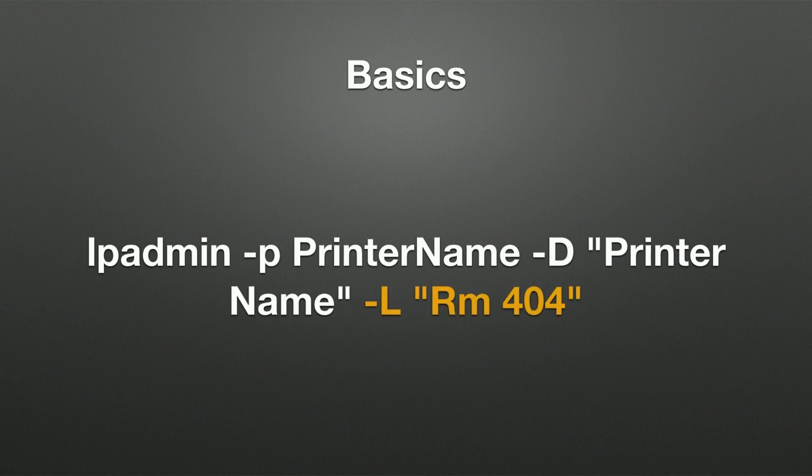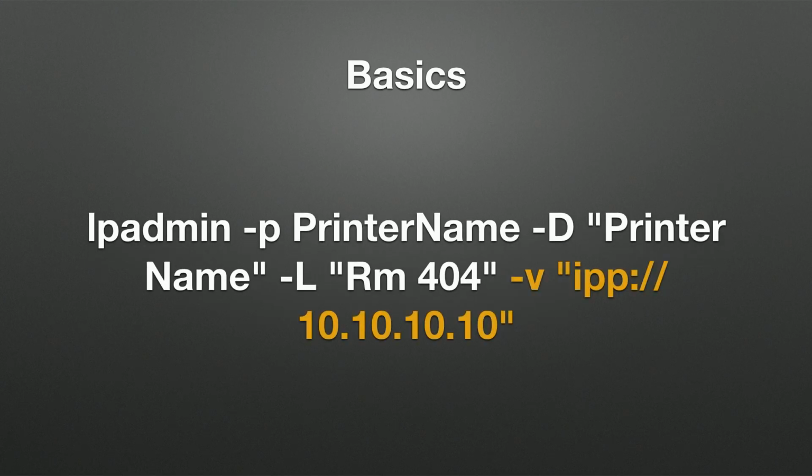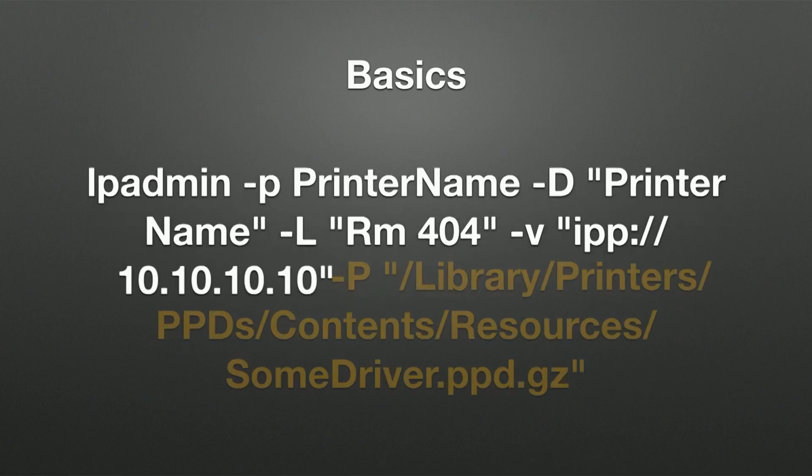My apologies. So adding the -L option allows you to specify the location. This is also user-facing. I tend to use the building name and room number in my locations, but really anything descriptive can go in this field. And the -v option is used to specify where to send the print jobs. So in this case, it's an IP printer, and it's just going to 10.10.10.10. Most common protocols are HTTP, IPP, LPD, and SMB. You don't really have to know those. They're in the manual. I'll show you how to get there in a minute.